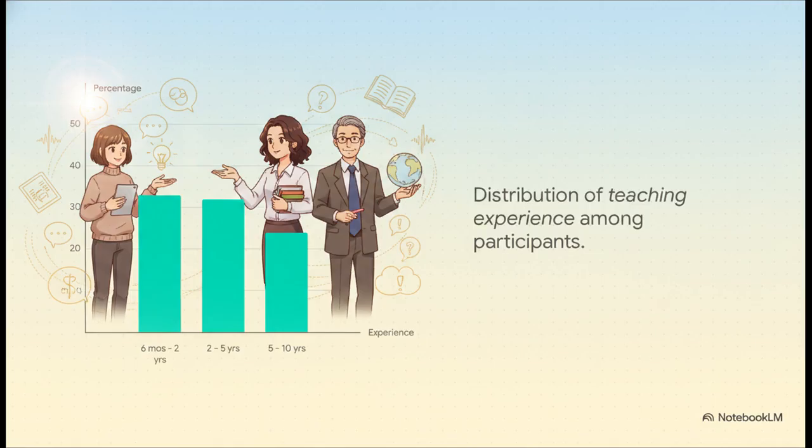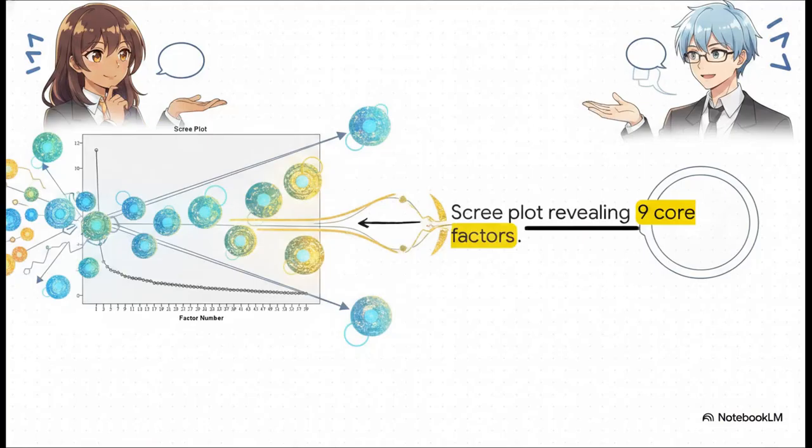About a third of them were rookies with 6 months to 2 years of experience, another third had 2 to 5 years, and a solid quarter had 5 to 10 years in the classroom. By including everyone from fresh graduates to seasoned veterans, the researchers basically ensured the scale is universally applicable. And this brilliantly illustrates the math behind the magic.